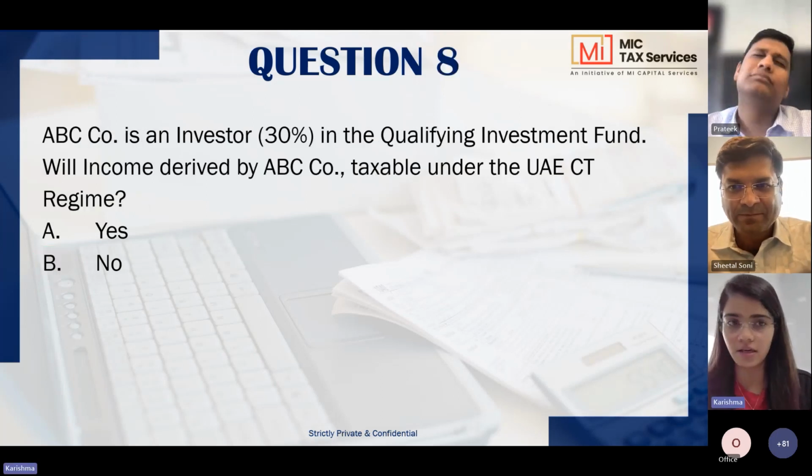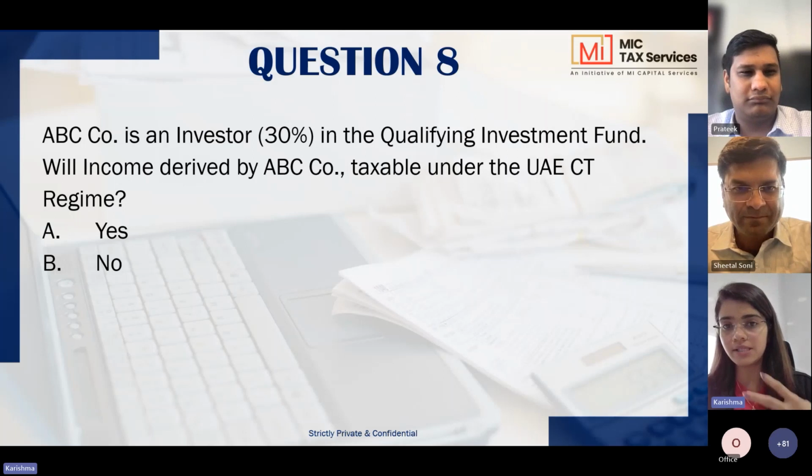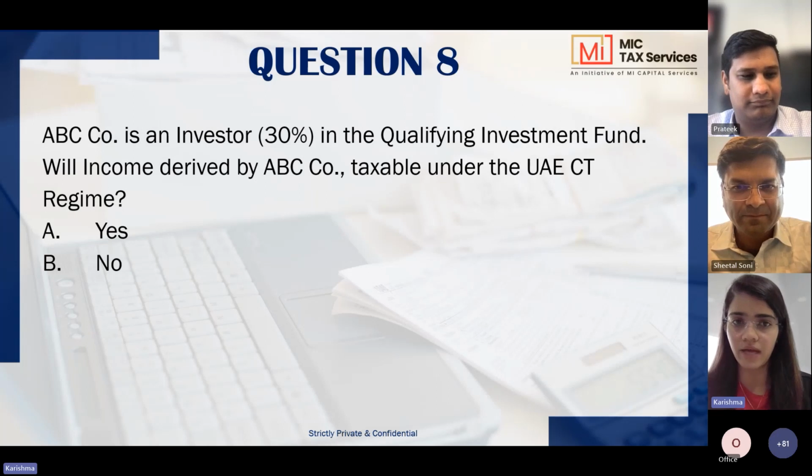If ABC company is an investor in a qualifying investment fund, will the income derived by ABC company be taxable under the corporate tax regime in the hands of ABC company? So will this income that is derived by ABC company as an investor be taxable in its hands? The options are yes or no.